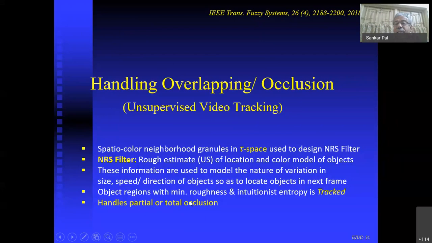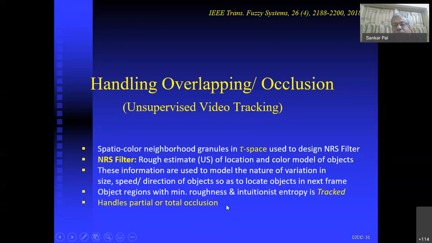And then you compute the roughness. If roughness is low, below a threshold, I call it that there is no overlapping, and you track it. If roughness is high, then I call it that there is an overlapping. So then you take the boundary, because you know the upper and lower, you take the difference, and the boundary you put either in the object or the background. Another uncertainty measure is intrinsic entropy, whether it is reducing or increasing. If it is increasing, then you put it there. So it handles uncertainty.